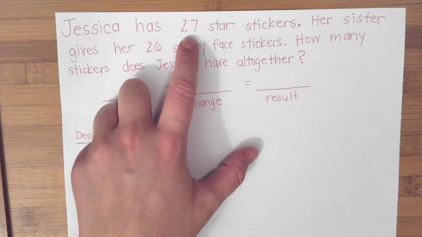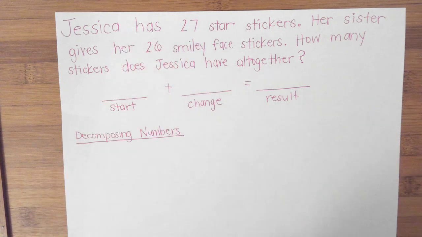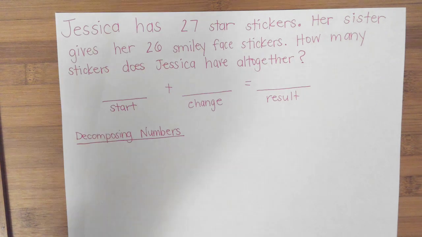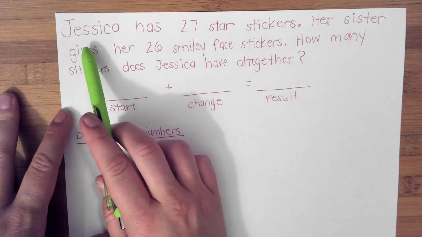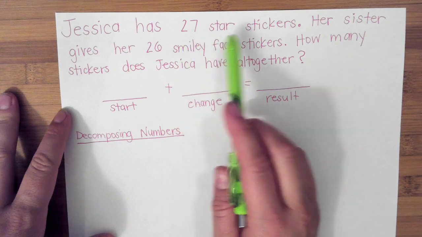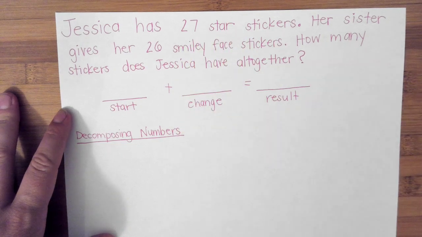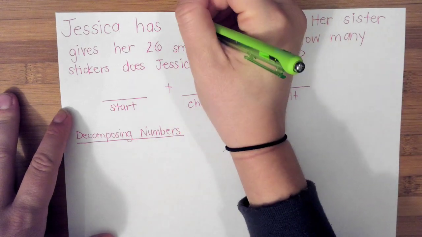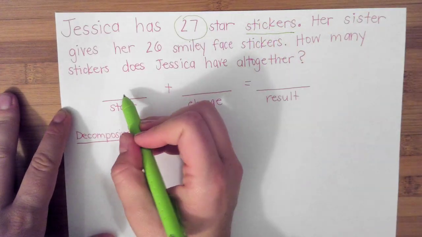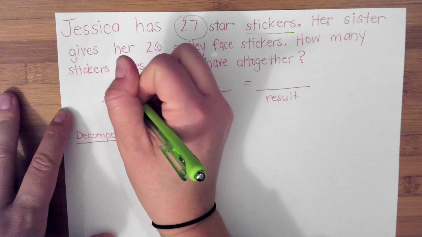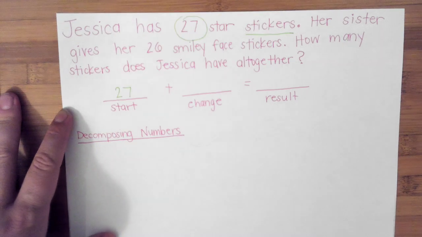So let's read through our word problem one more time. So it says, Jessica has 27 star stickers. Her sister gives her 26 smiley face stickers. How many stickers does Jessica have all together? If I look back in that first sentence, it says, Jessica has 27 star stickers. So I know to start with that Jessica has 27 stickers. So that is my start. So I'm going to write 27 in my start.